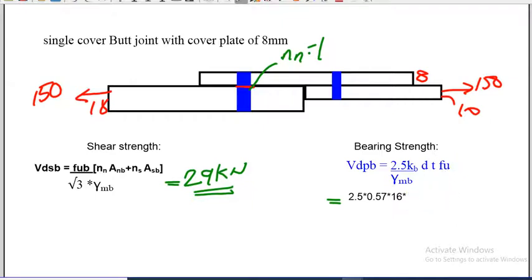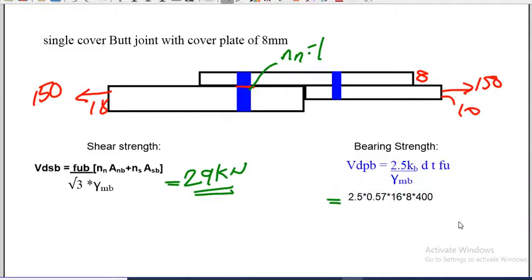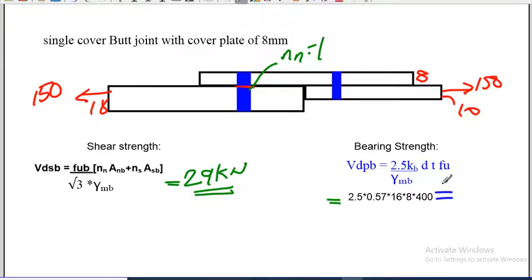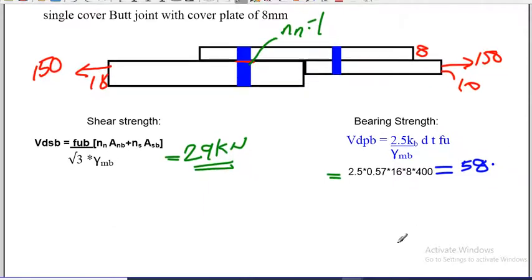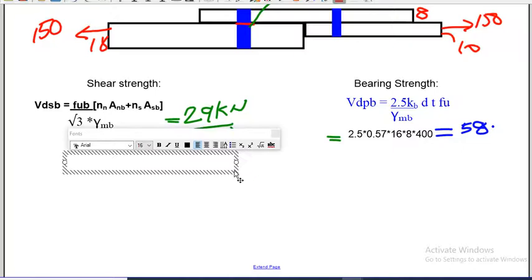Let us write like this: 8 into FU. FU is 400, no change in that. So this is coming to be 58.3. Bearing strength is 58 and the shear strength is 29. So the strength is nothing but the least of these two. As in the previous case, strength of the bolt is equal to 29 kilonewton, the least one.